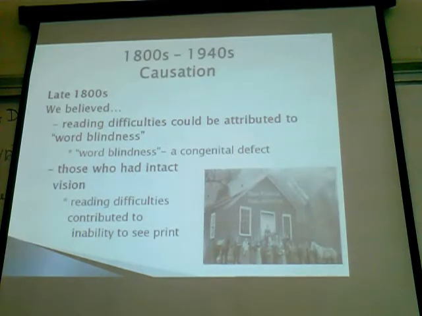We started with the 1800s all the way to the 1940s, and they talked about the causation of reading delay. In the late 1800s, we believed that reading difficulties could be attributed to word blindness, and word blindness was considered a congenital defect. They also believed that those who had intact vision had reading difficulties because they were unable to see print.